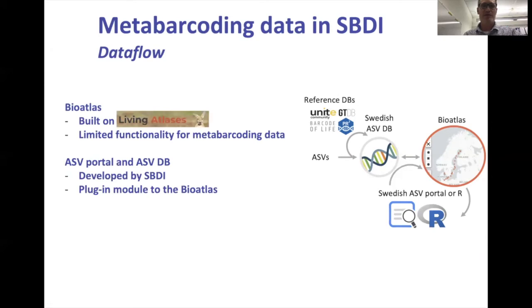So basically, behind the scenes, we have the bioatlas that is built on the Living Atlases platform. It has some functionality for metabarcoding data, but it's rather limited. So to be able to handle metabarcoding data in a very efficient way, we decided to develop the ASV portal and the ASV database, and these are then a kind of plug-in module to the bioatlas.